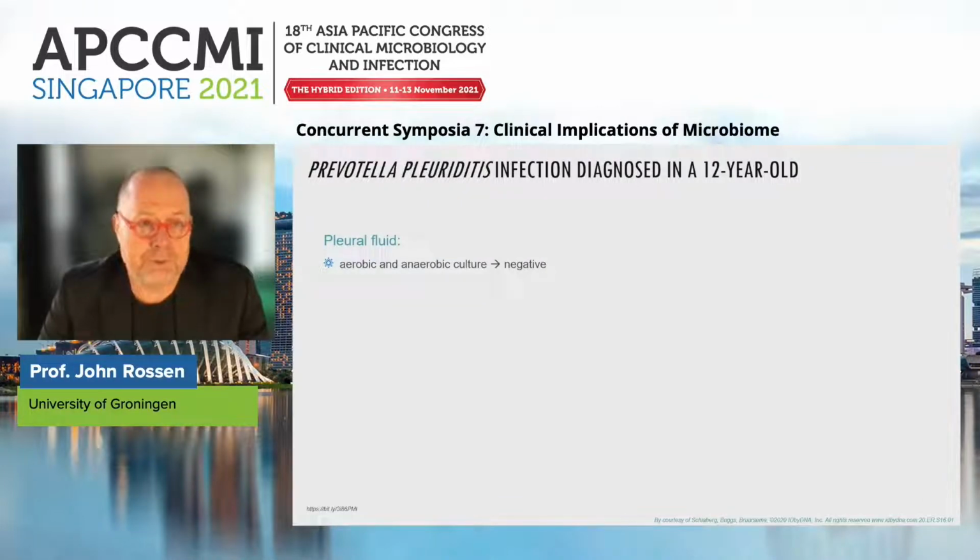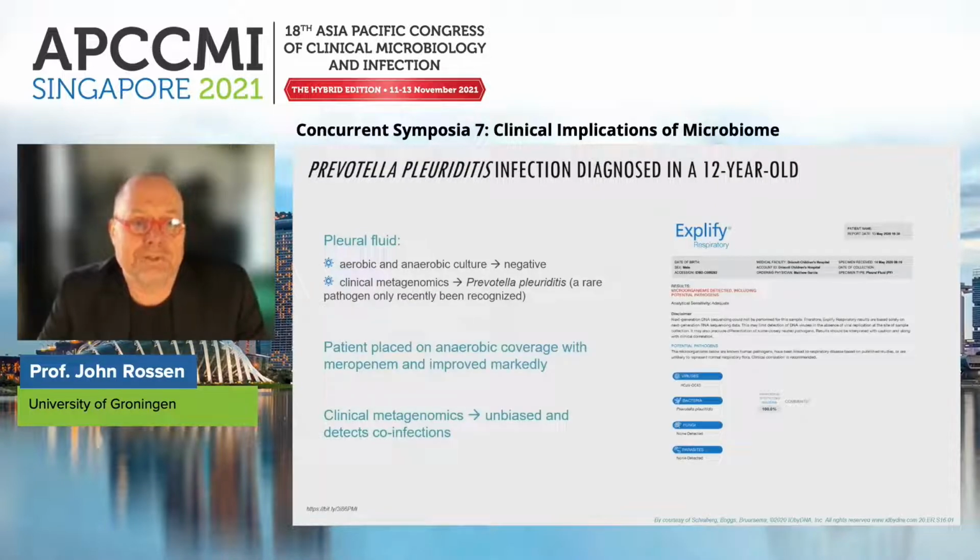So again, pleural fluid was taken, and an aerobic and anaerobic culture was done. And these results turned out to be negative. Then the sample was also sent to our lab to perform clinical metagenomics. And we found a Prevotella pneumoniae, a rare pathogen that only recently has been recognized to cause these type of symptoms. So immediately the patient was placed on anaerobic coverage with some other antibiotics, meropenem, and then improved markedly.